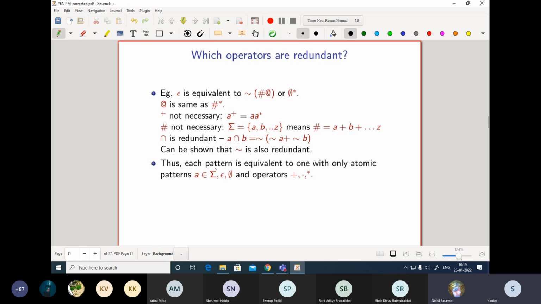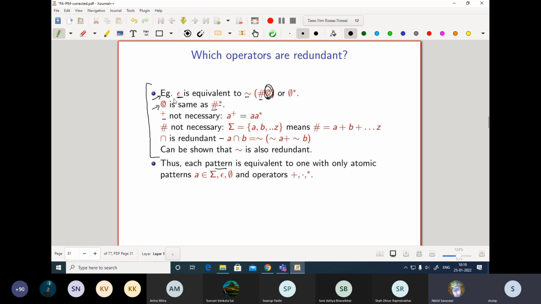Therefore, all symbols cannot be redundant at once, right? They can be independently redundant. Like the not and the other symbol cannot be removed or replaced. So for example, you can remove epsilon if you keep not, hash and star. Now, at also you can remove after you replace all the epsilons.